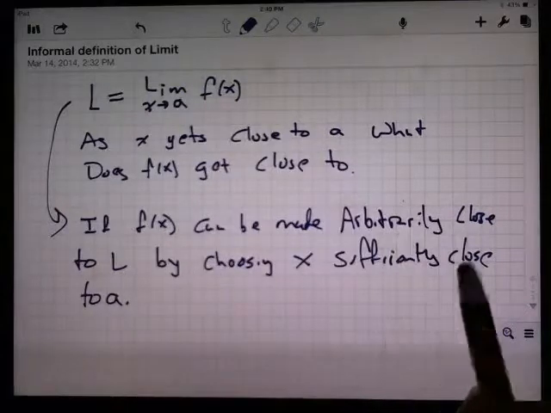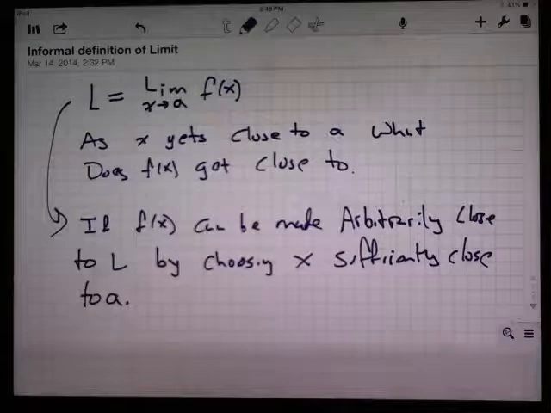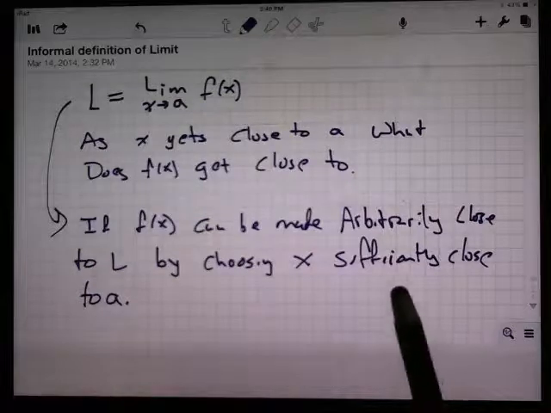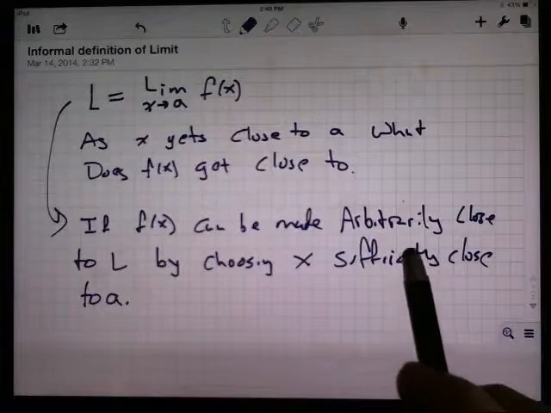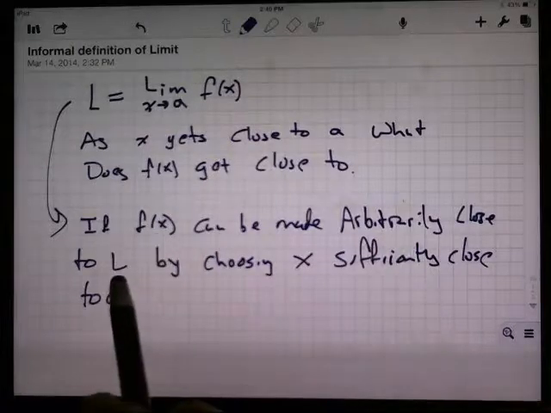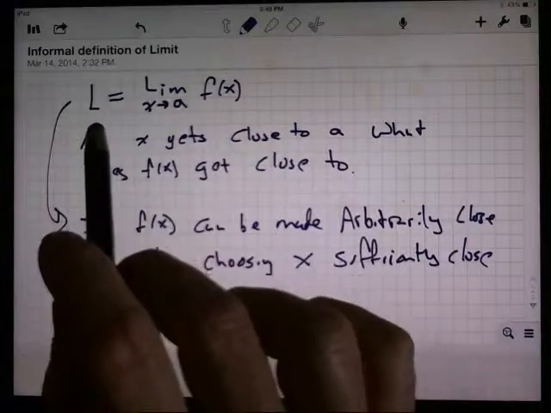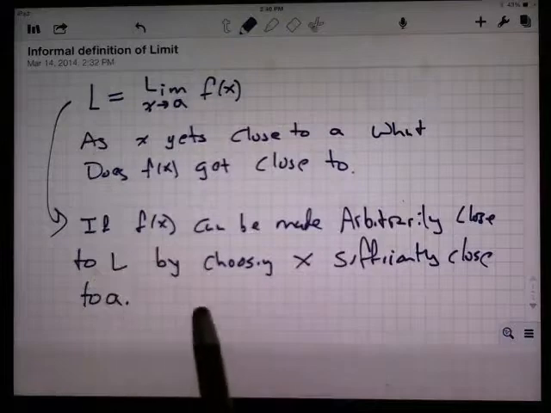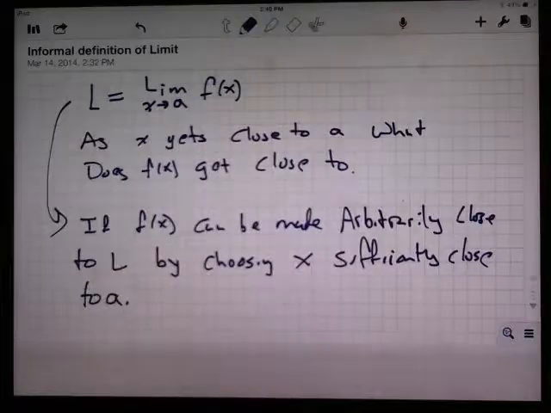And this arbitrarily close has a sense of arbitrariness. It's sort of, who's going to choose? It's kind of arbitrary as to who chooses how close you want to be. Well, the point is, I'm saying the function is getting close to L. How close do you want? You choose how close you want it, then I can get it that close. If someone else chooses how close they want it, I can get it that close too, right?